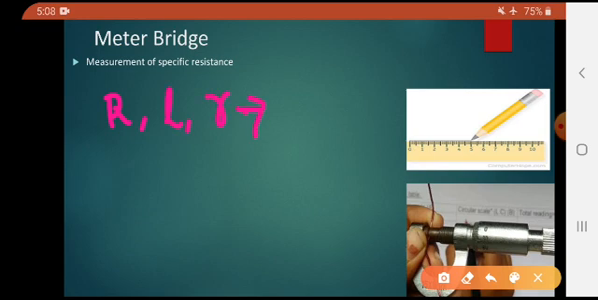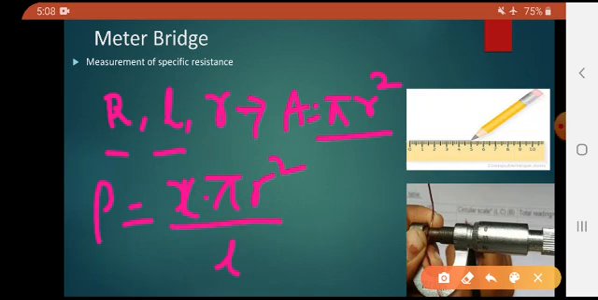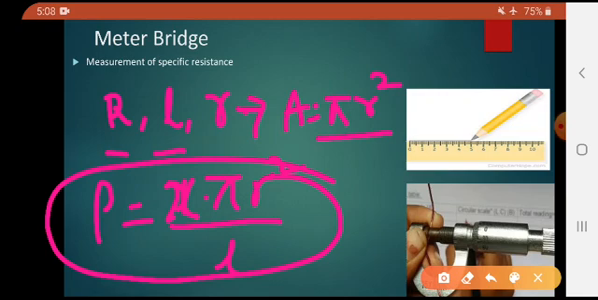Therefore, A equals pi r square. You know all the values. Substitute all these values in rho equals X into pi r square by L. Substituting these X, resistance, radius and length values, you will get the specific resistance of the given wire.